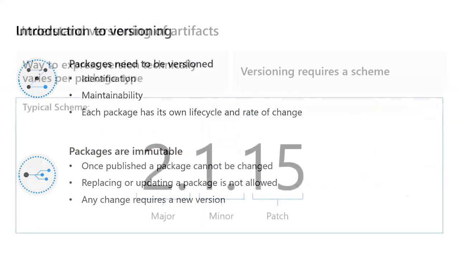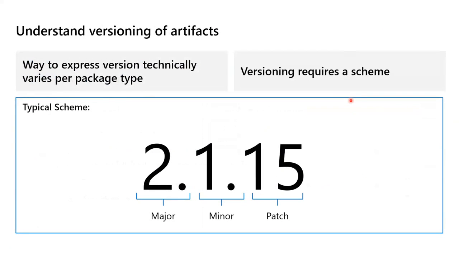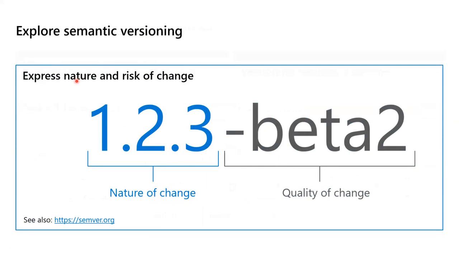Replacing or updating a package is not allowed, and any change requires a new version. Another thing that is important to consider is that we need to specify a standard or a mechanism that allows us to provide the different versions. The version of the artifacts is a way to express version technically, whereas for package type, normally this number is divided into three sections: major, minor, and patch. This will express the nature and risk of change. The first numbers are the nature of change, and the second part is the quality of change.